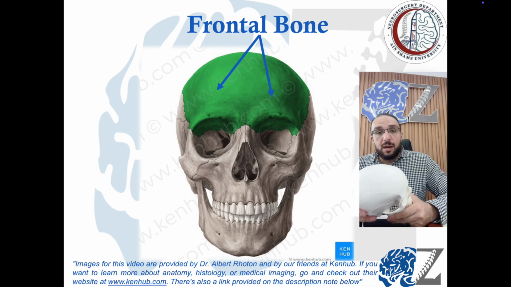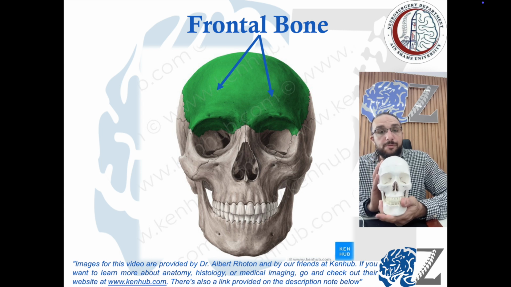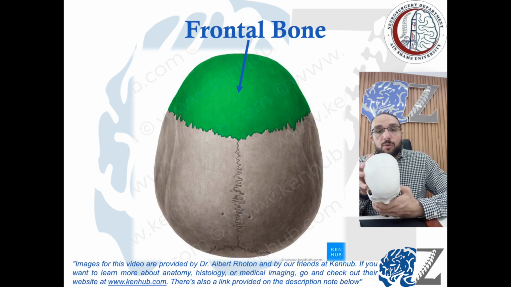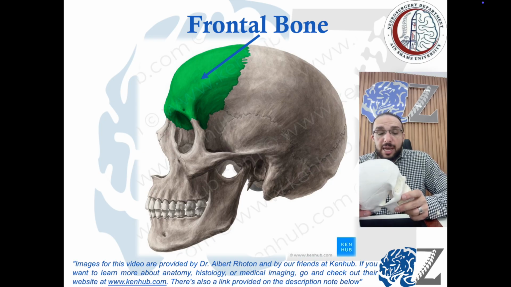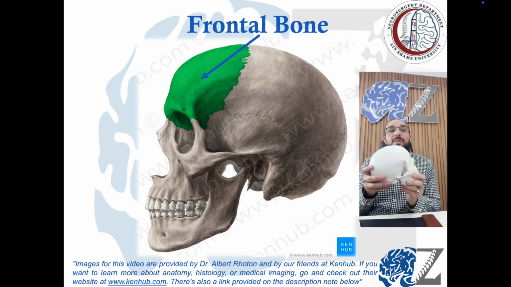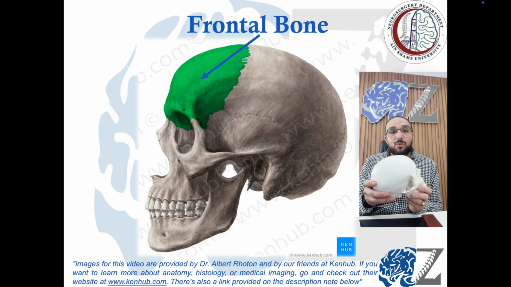Okay, I think that's it. If we look at the skull from outside, I can see the frontal bone from the front, from above, and from the lateral aspect. That's it. There is nothing else to be said about the frontal bone as I look at the skull from the outer aspect. So what's next?